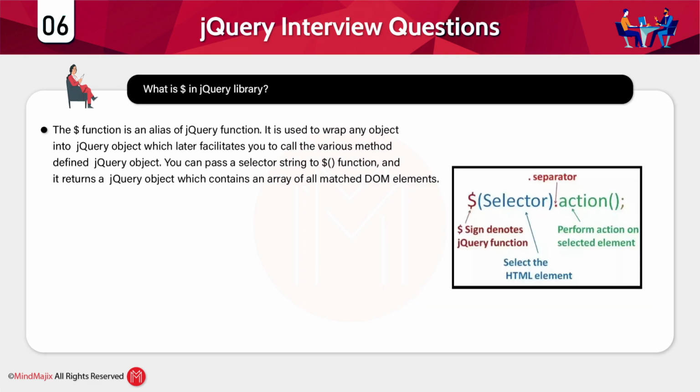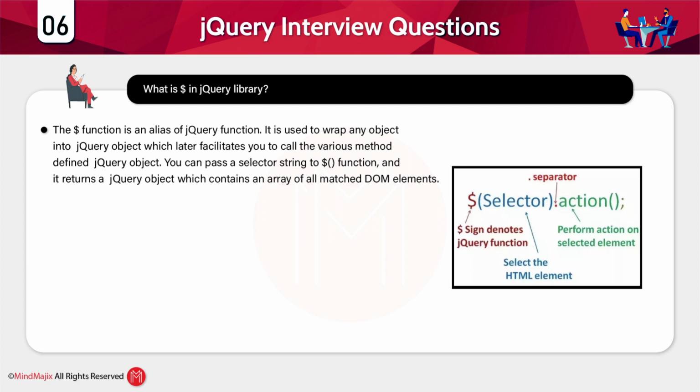Okay, so coming to our next question. What is the dollar in the jQuery library? The dollar function is an alias of the jQuery function. It is used to wrap an object into a jQuery object, which later facilitates you to call the various methods defined on the jQuery object.